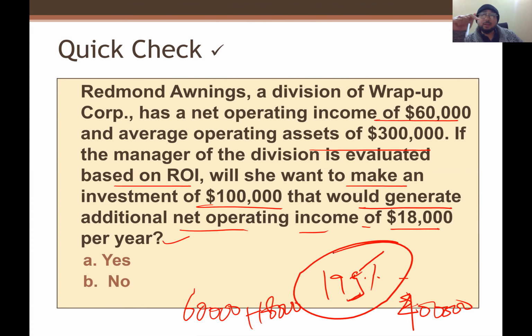In our previous example, the ROI was 20%. So if the manager is rewarded based on ROI, he would not choose this project. He would say no, I will not, because my performance is evaluated on the basis of ROI, and this is not increasing the ROI. So I'm not going to take this opportunity to buy an asset worth 100,000 that generates additional 18,000 income per year.